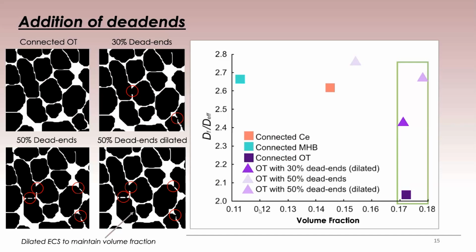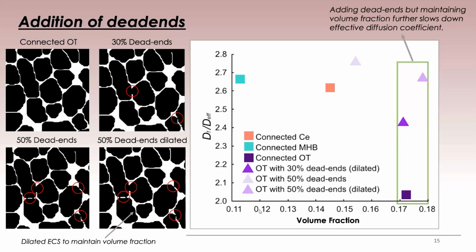tissue architecture that's altered. Now we see that focusing on this green box, with added dead ends but maintaining or increasing the volume fraction actually further slows down the effective diffusion coefficient, meaning that volume fraction is not the only parameter that affects the slowdown, but also the connectivity of the tissue architecture.